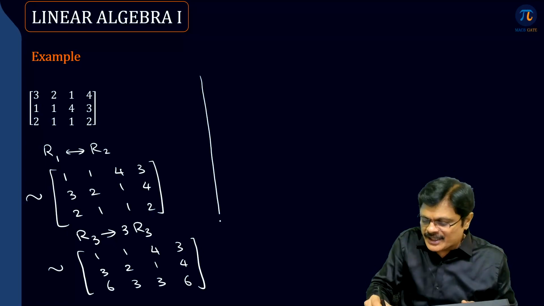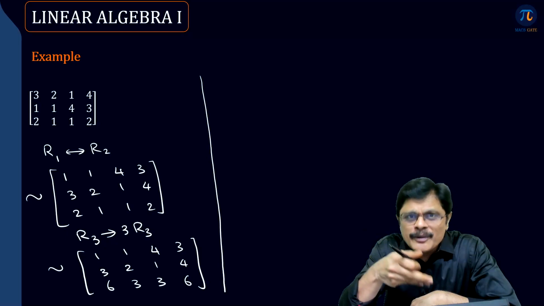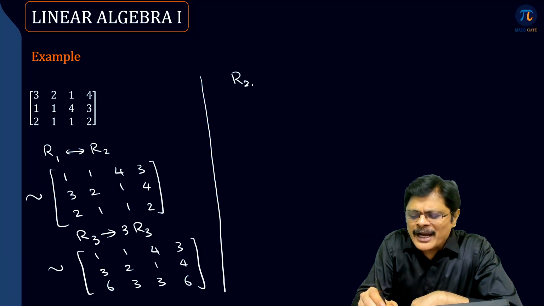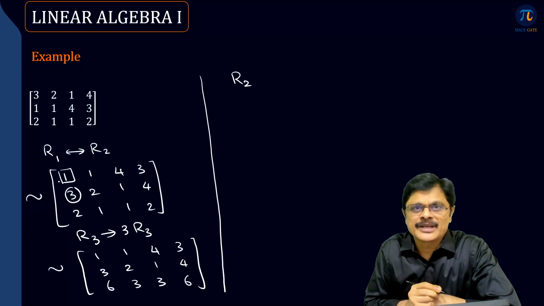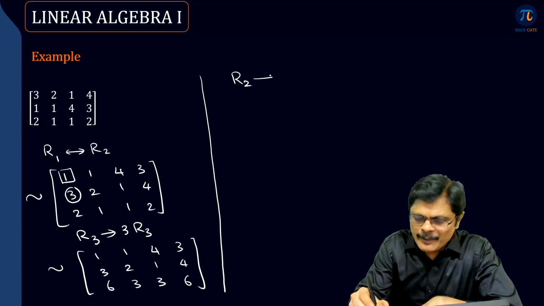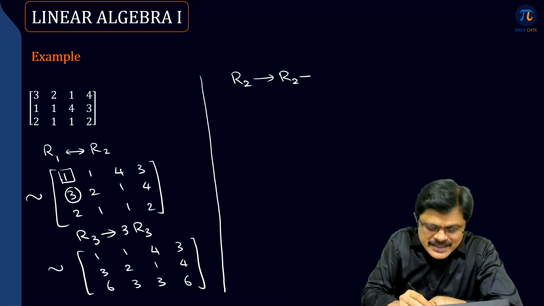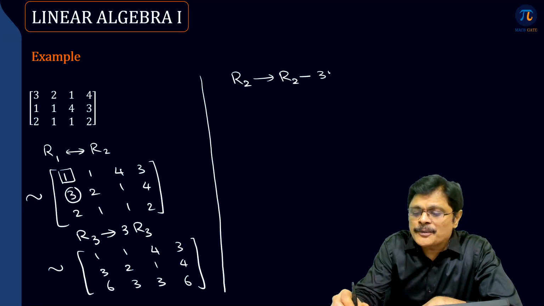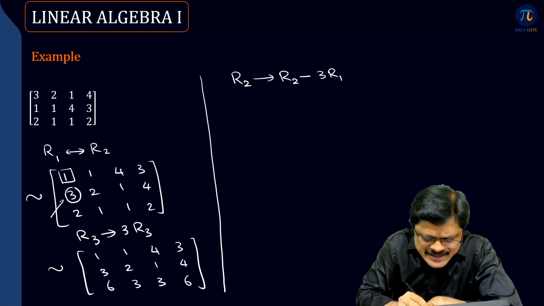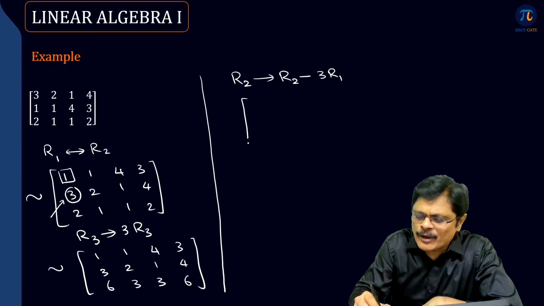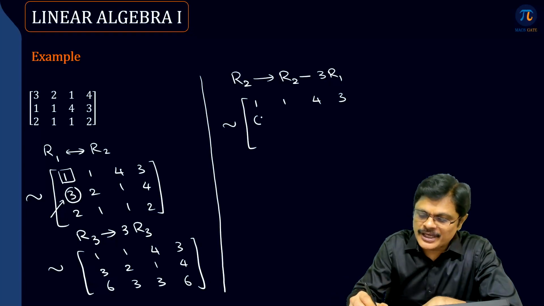Now let us perform the third row operation, which is adding a constant multiple of another row to the current row. I am trying to use this row operation to make this element 0 using this element. This is generally what we do. How to make this 0, sir? R2 becomes R2 minus 3 times the first row. If I multiply the first row with 3 and subtract from the second row, I can make this element equal to 0. First row as it is, no changes. Second row: 3 minus 3, 0.